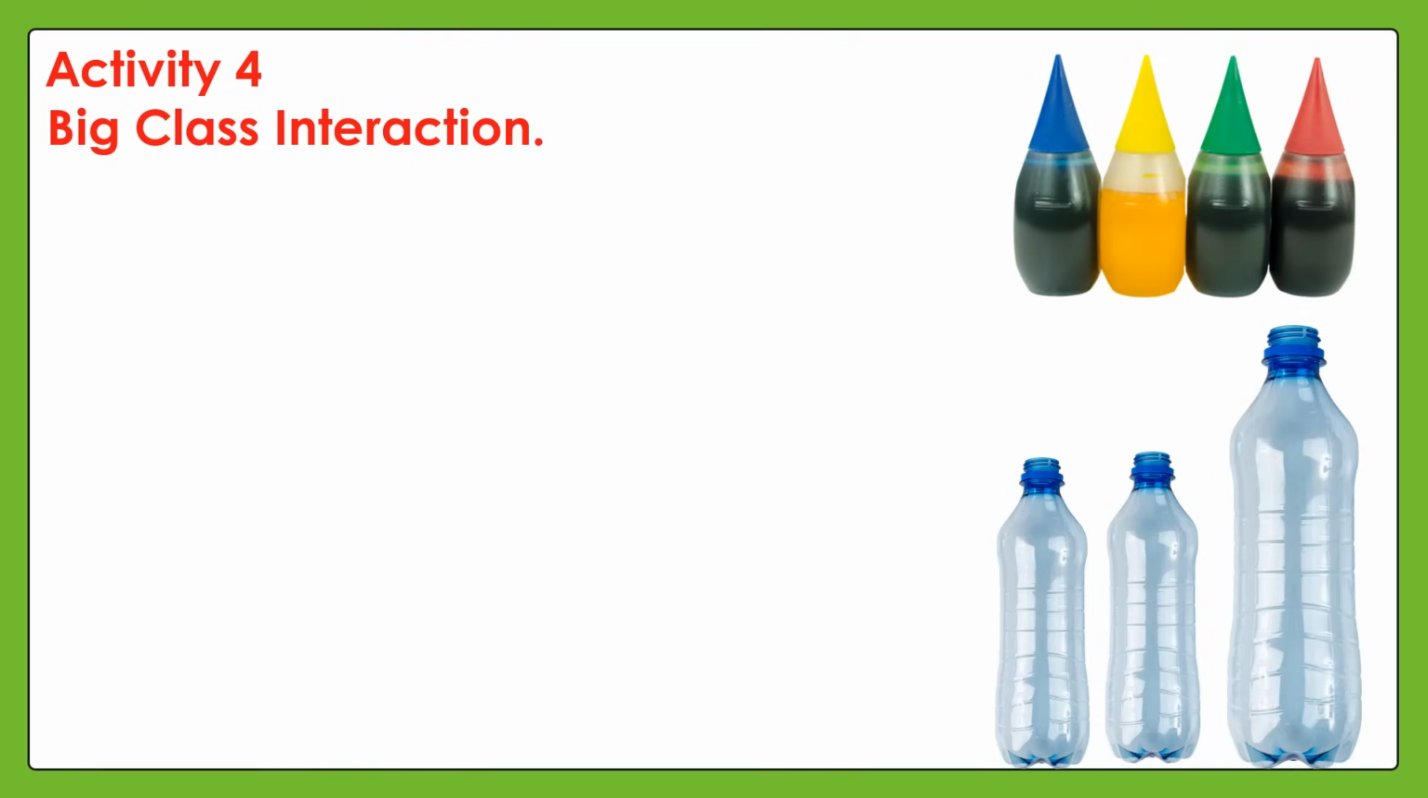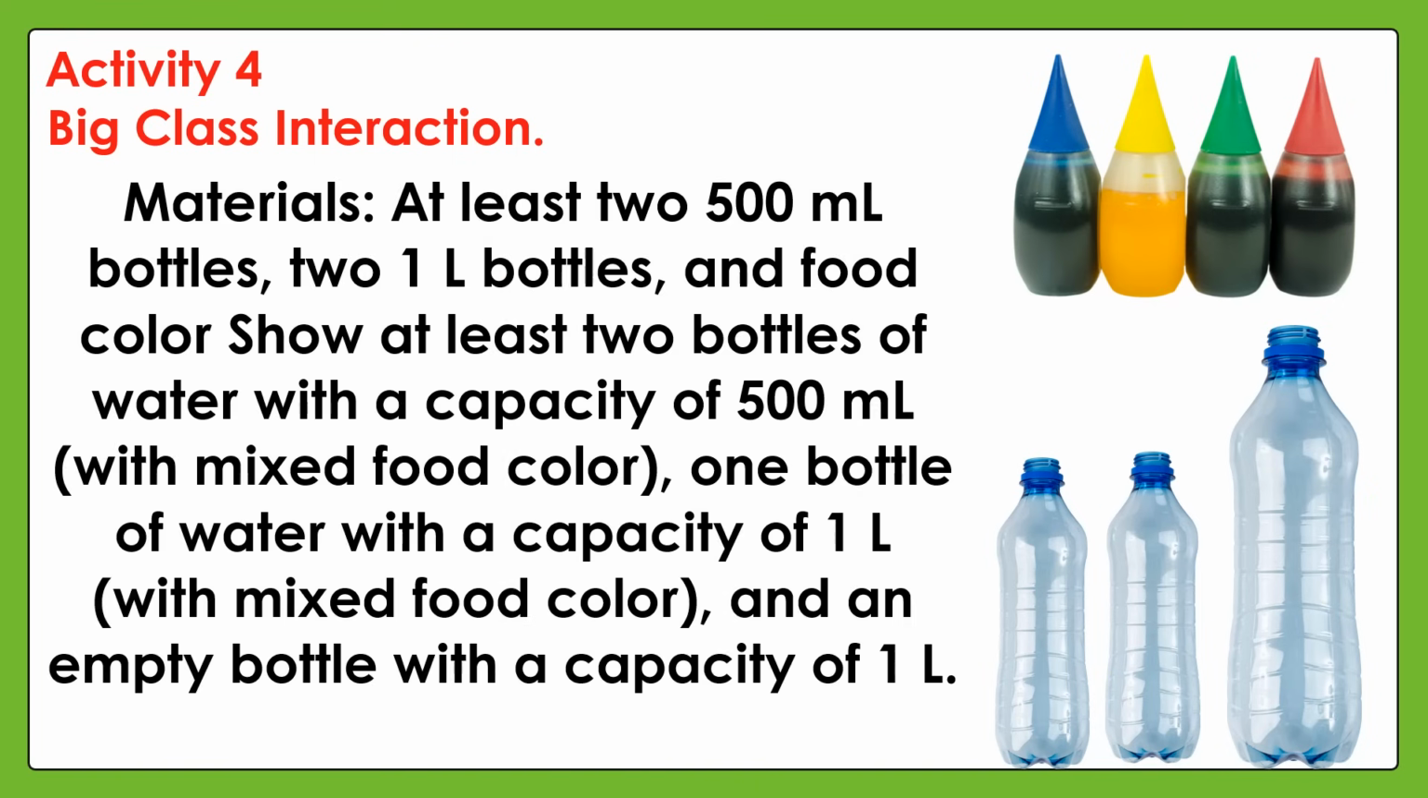Activity number 4. Big glass interaction. Materials: at least 2 500 milliliter bottles, 2 1-liter bottles, and food color. Show at least 2 bottles of water with a capacity of 500 ml with mixed food color, 1 bottle of water with a capacity of 1 liter with mixed food color, and an empty bottle with a capacity of 1 liter.